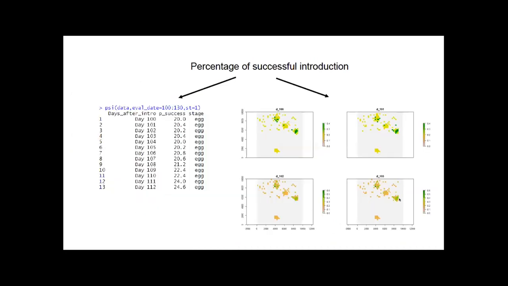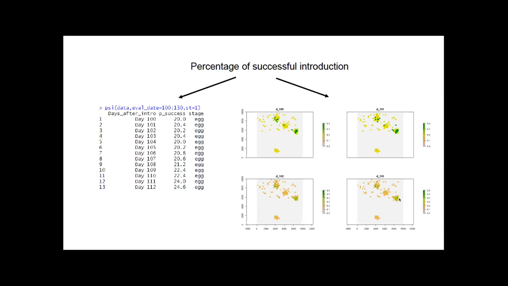And we also provide a kind of synthetic index for the establishment of a population that we call percentage of successful introductions. This means that for every pixel where we simulated the introduction of the mosquitoes, at the end of the n iterations, how many of those iterations resulted in a viable population. So, for example, in those pixels here, on day 100 of the simulation, we have 40% of iterations resulting in a successful and viable simulated population.